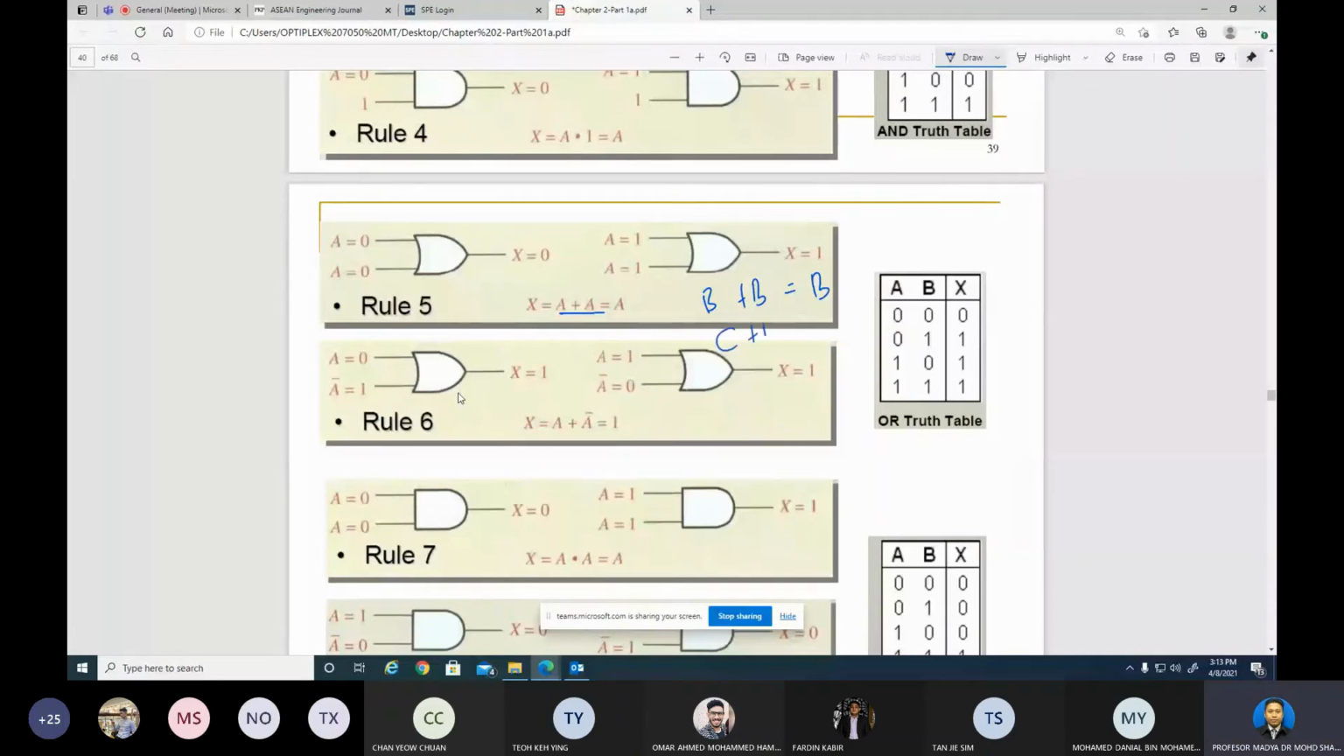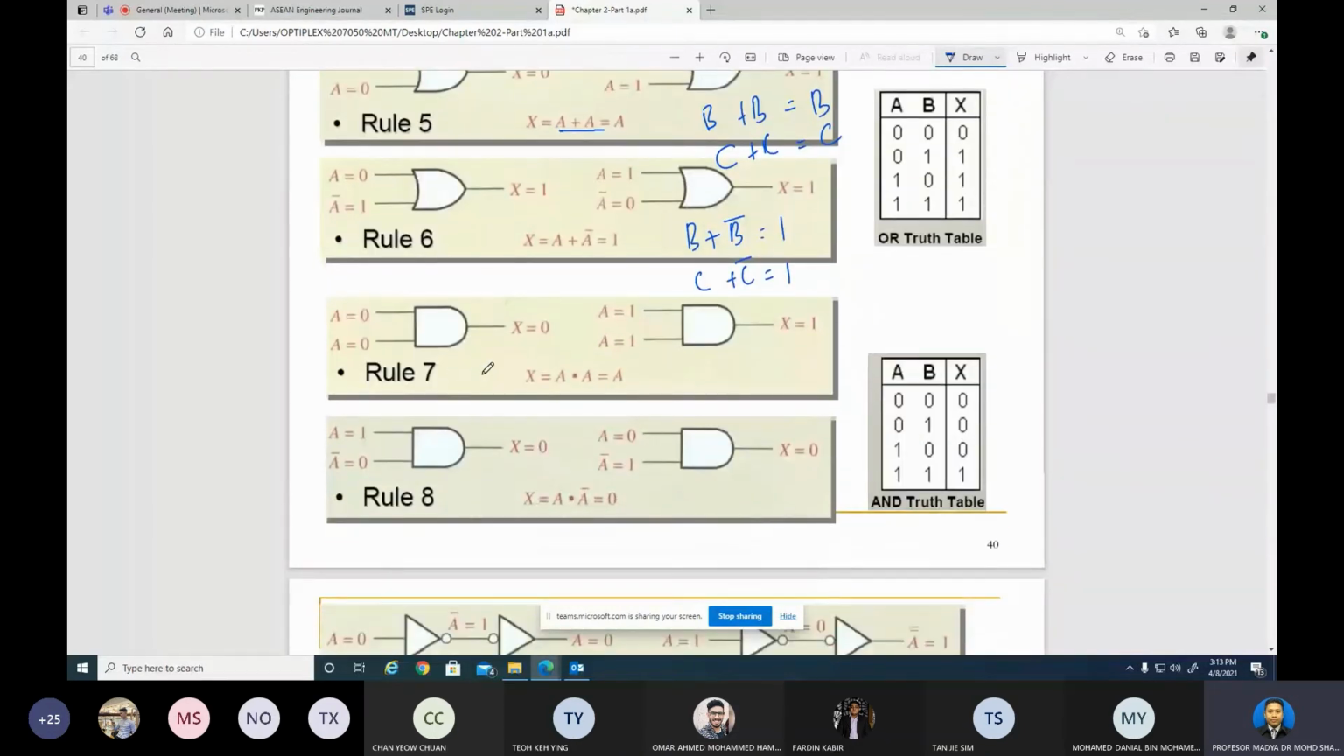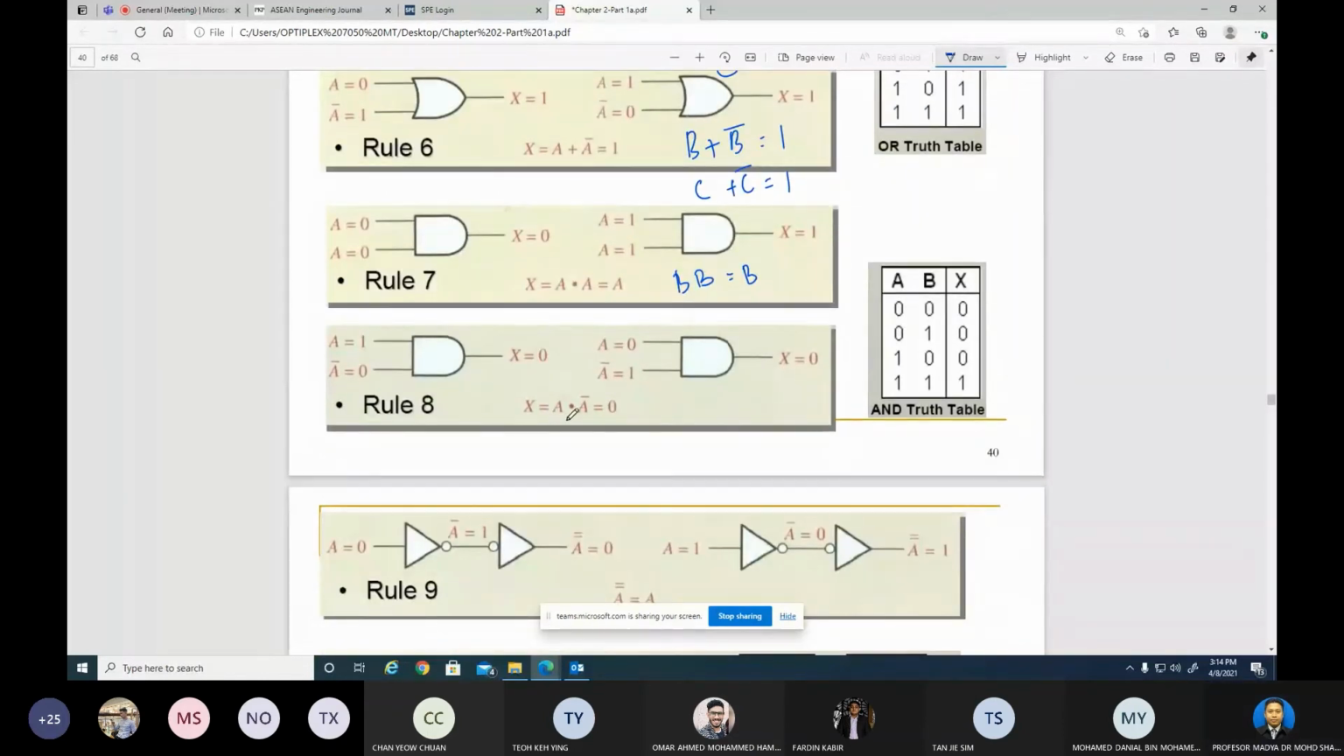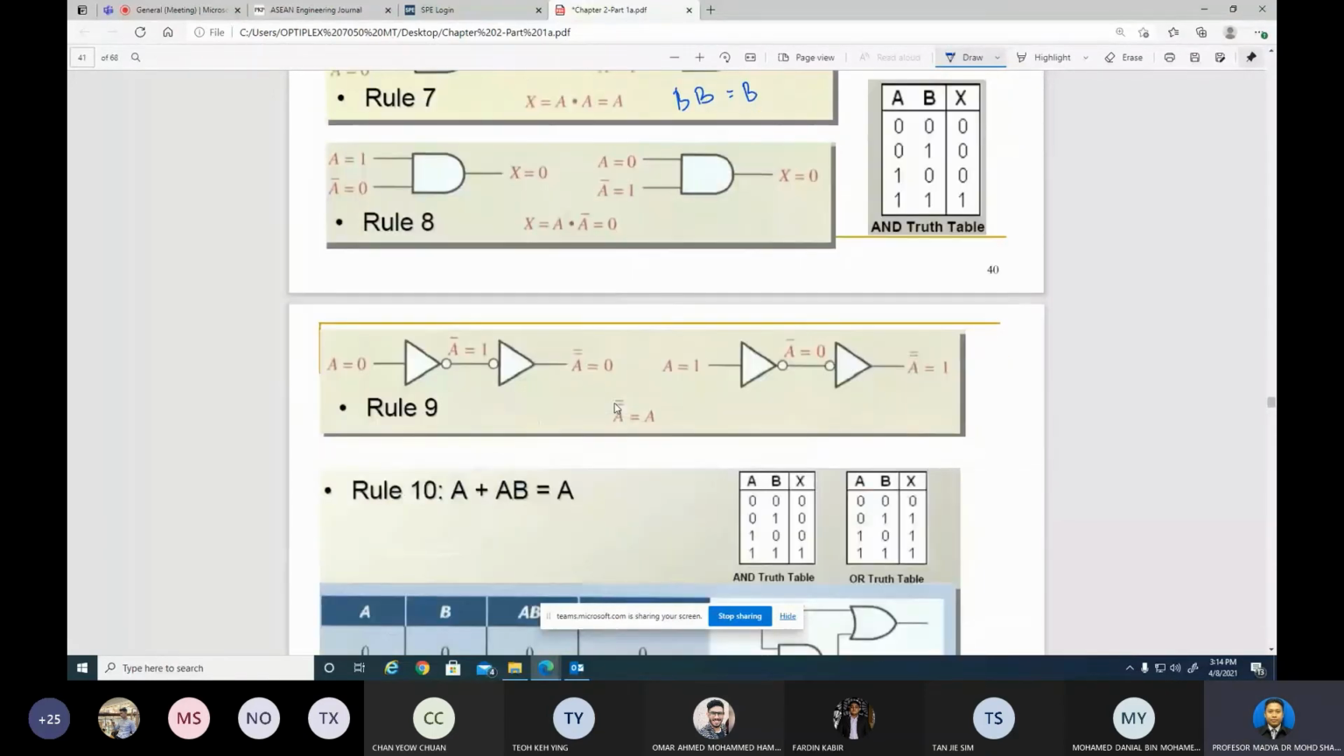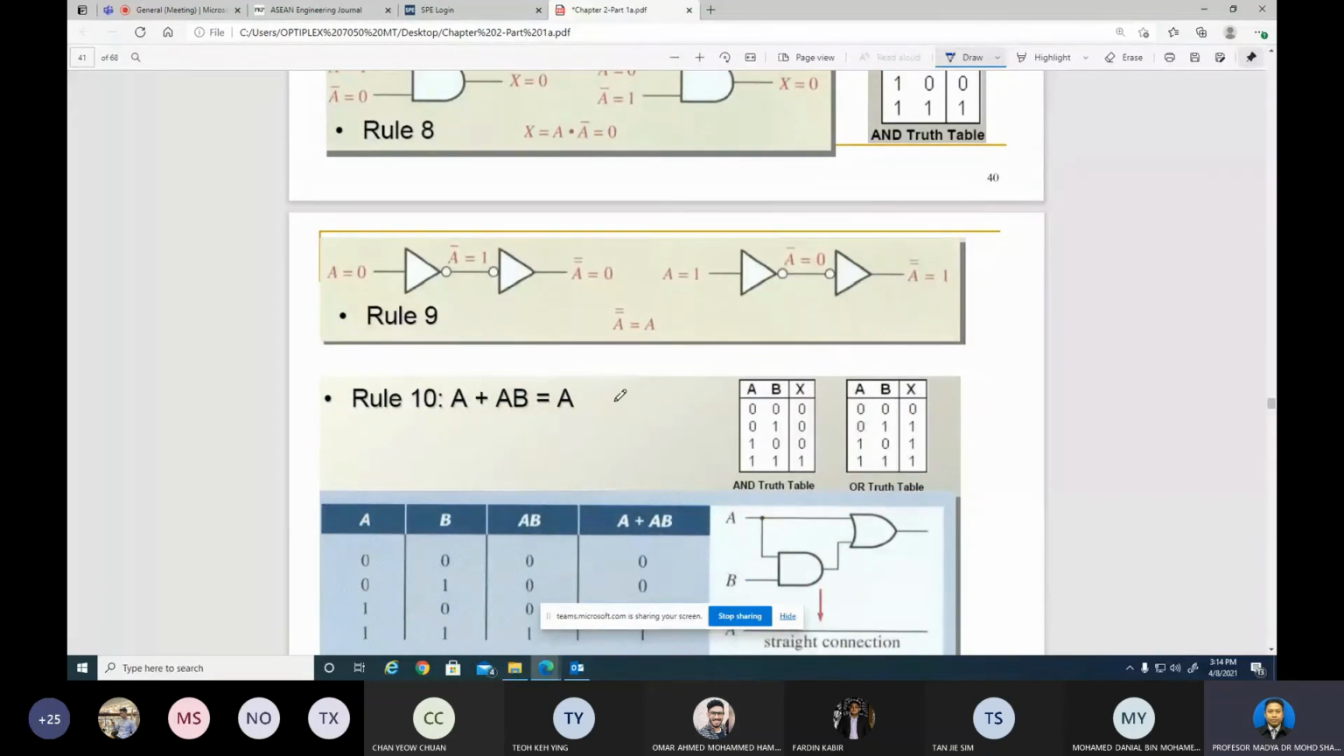Or C plus C, automatically the answer will be C. Likewise, B plus B bar is automatically 1, or C plus C bar is automatically 1. Also rule number 7: B times B, automatically we have B. And then A dot A bar will be 0. This is how they prove every rule.